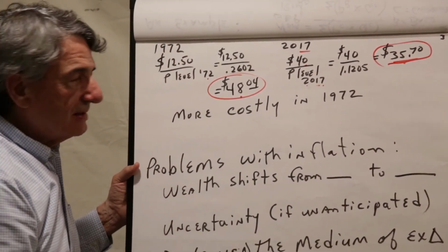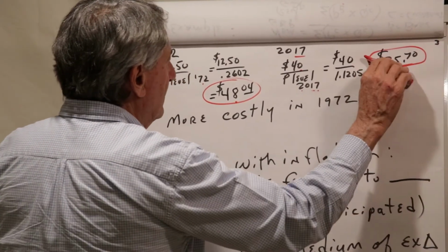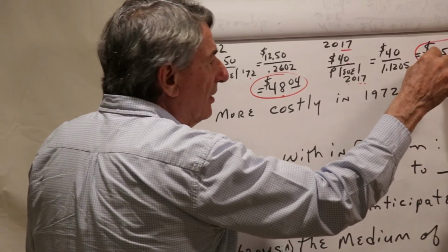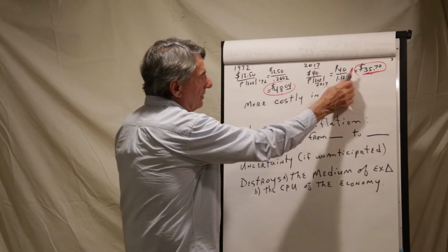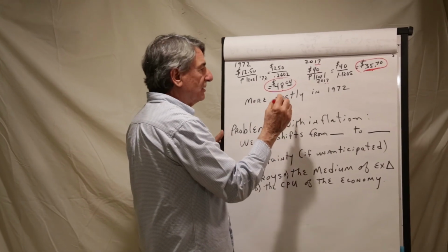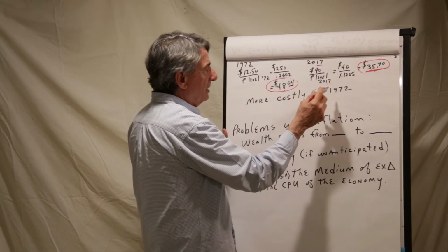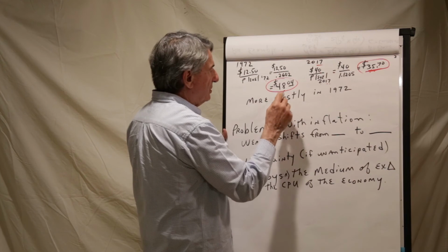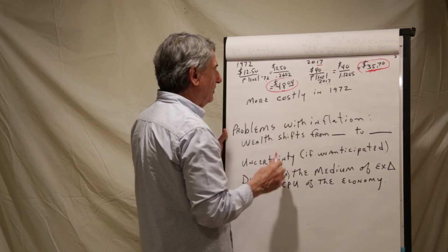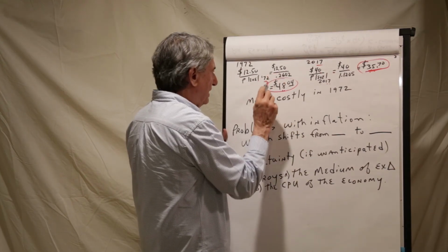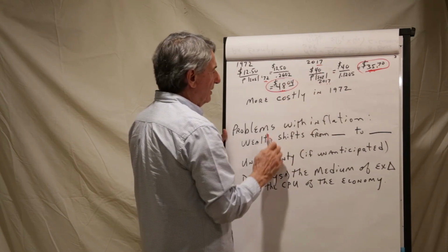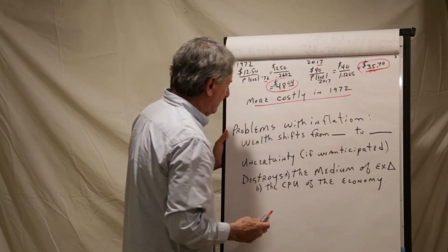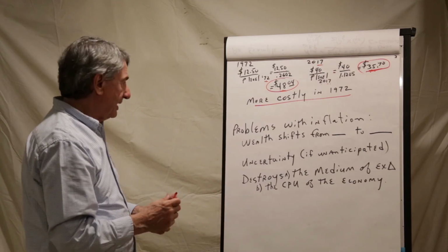And the answer is in 1972, because the real value of the $40 that they spent in 2017, in base year dollars, is 35.72, whereas the real value of $12.50 paid in 1972 in base year dollars is $48. So it was more costly in 1972. So you can figure stuff like that out.